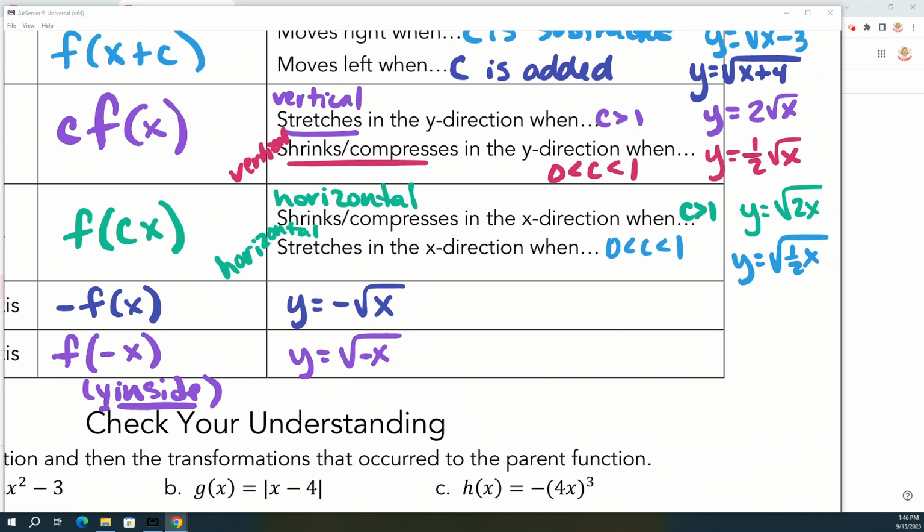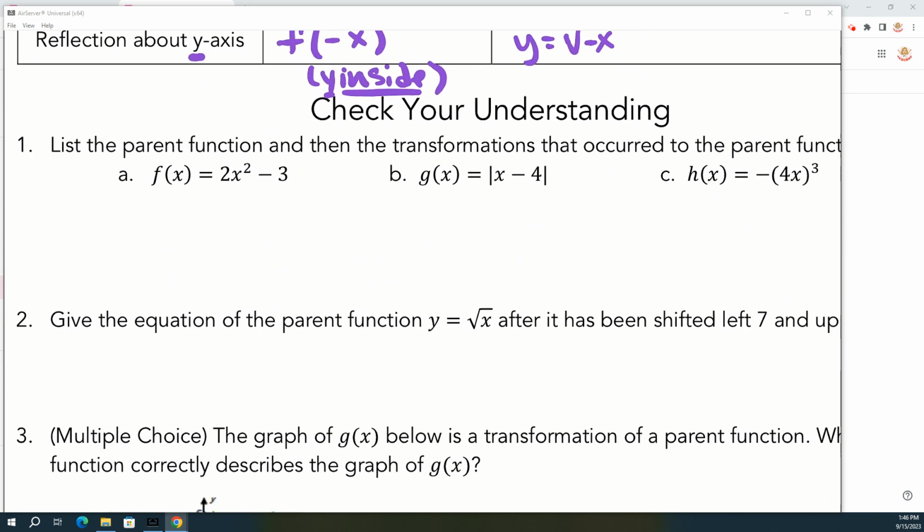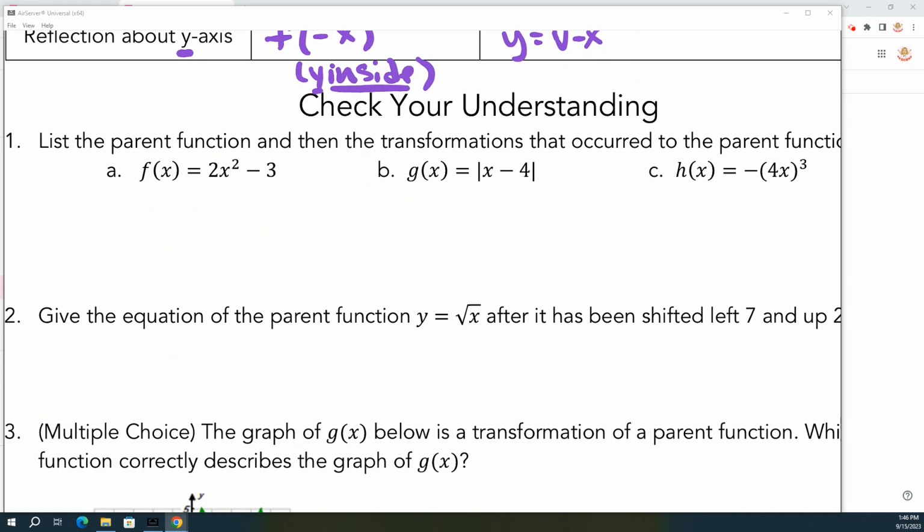Okay, these examples should go pretty fast. I think we're going to finish right before the bell. So on number 1, we're going to do 2 things. We're going to tell the parent function, which we practiced yesterday, and then we're also going to give the transformations. If you guys remember about the parent function, you just strip away all the addition and subtraction and multiplication. And what are you left with on this one? What kind of function? X squared, good.